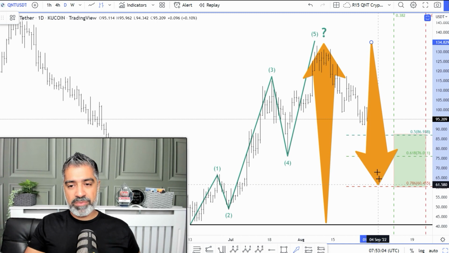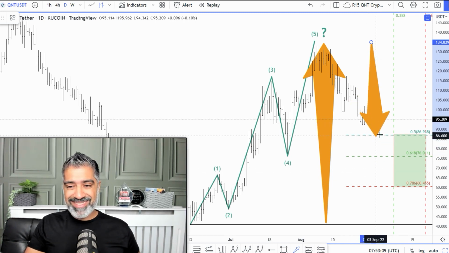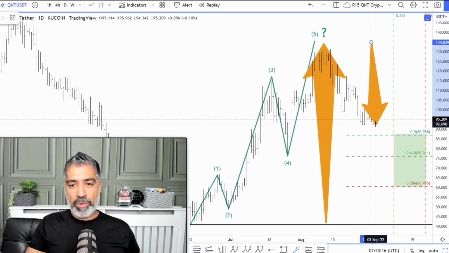Typical minimum, typical maximum. Well, first of all, though the price is close, it hasn't touched the typical minimum. So that indicates to us that this correction is not over, right? So we want to be really, really aware of that.